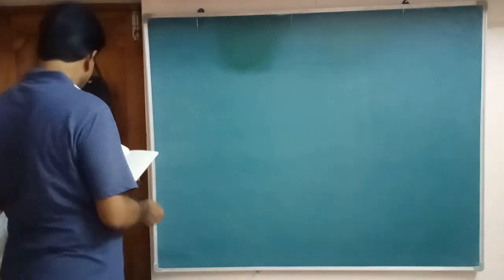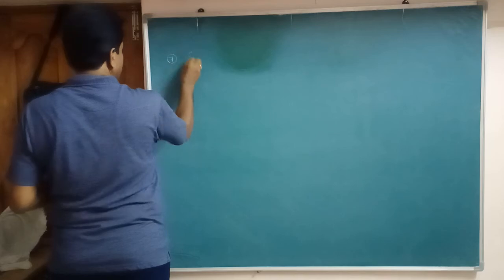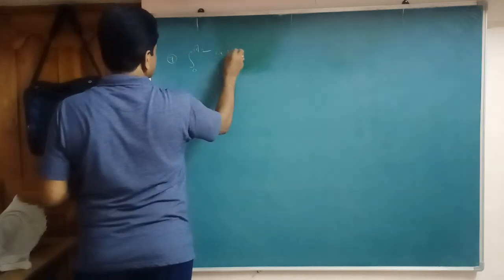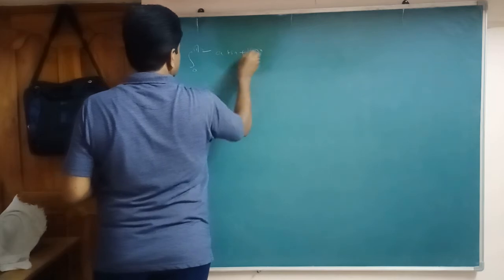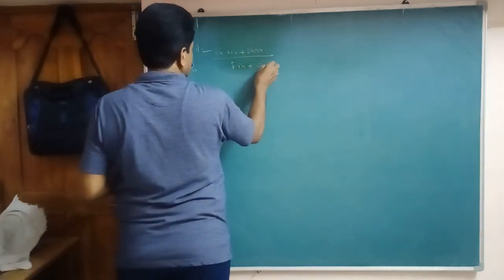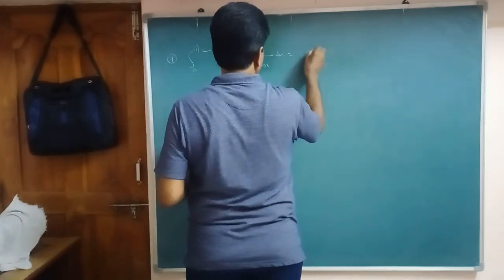Next one, 7-1. Integral 0 to pi by 2 (a sin x plus b cos x) divided by (sin x plus cos x) dx equal to (a plus b) into pi by 4.